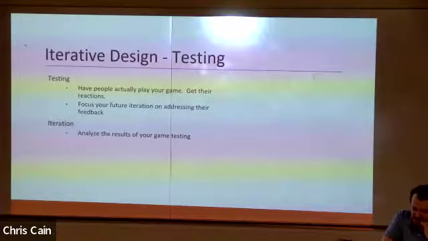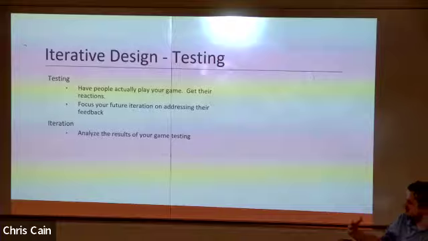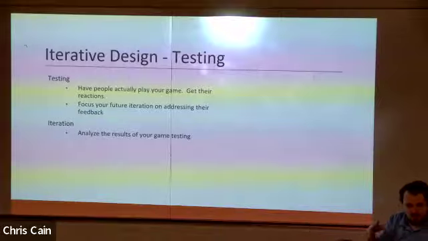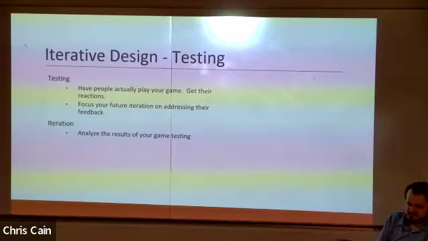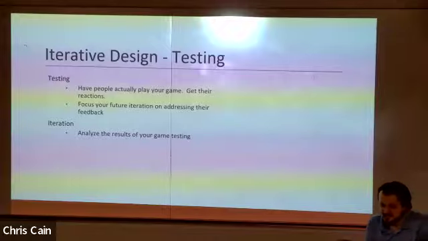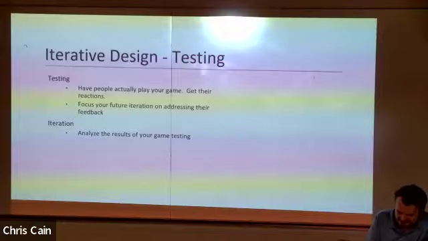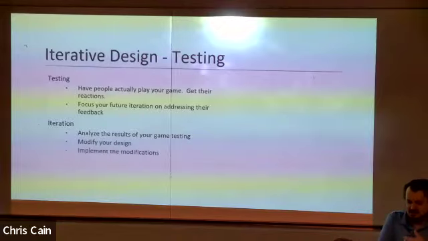So in preparation for the next iteration, you start to analyze the results of your game testing. Given the data that we have now, this is the next analysis step. Given this new information, how does this change what we want to be focusing on for this next iteration? What now? How much time do we have before we need the next release? What can we reasonably expect to get done? Let's go do it. So analyze results, modify your design, implement the modifications, and test again.